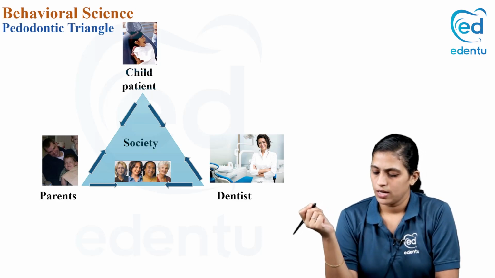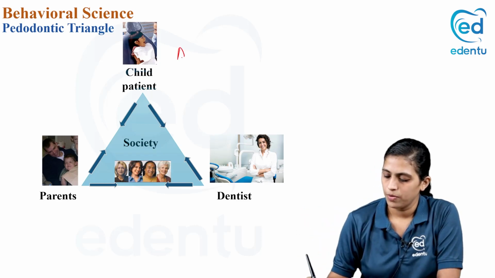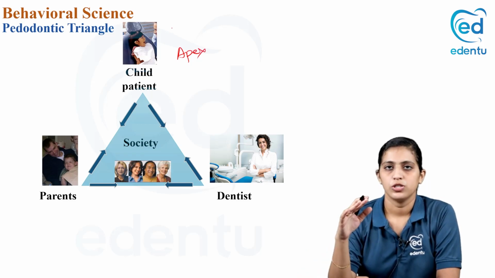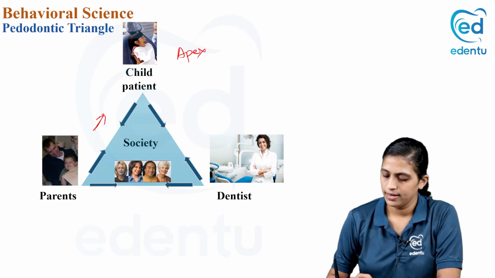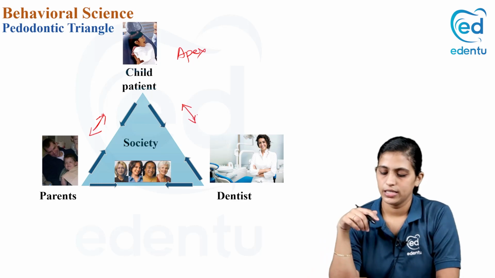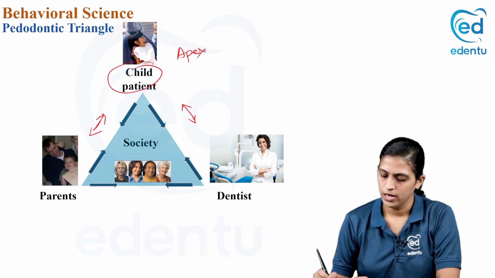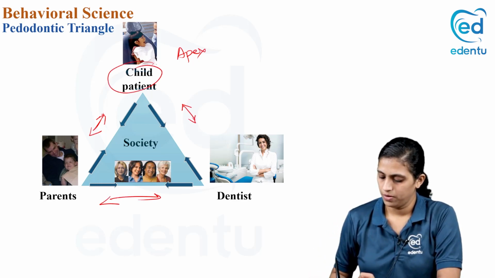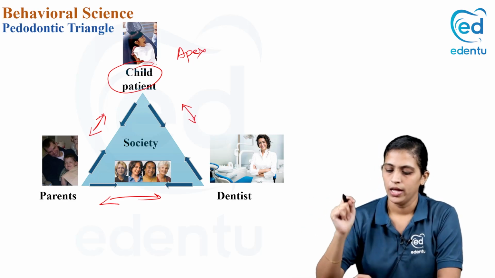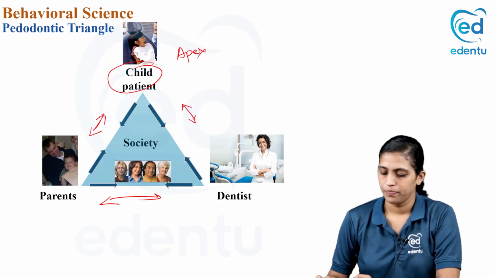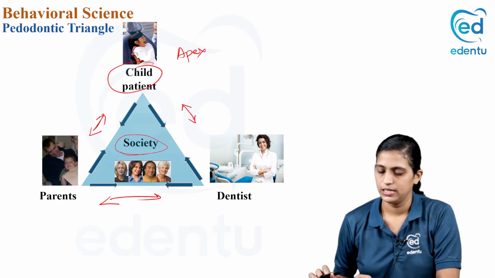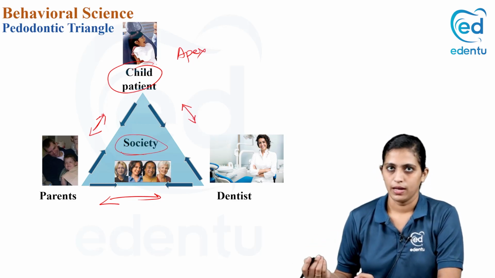We should know that the apex of the pediatric triangle is always the child. The child is the point of concentration. The parents and the dentist, both our attention and our relationship is with the child patient. And then the dentist should also keep a relationship with the parents and vice versa. So the apex of the pediatric triangle is the child itself. Also society plays a role in the development and the behavior of the child.